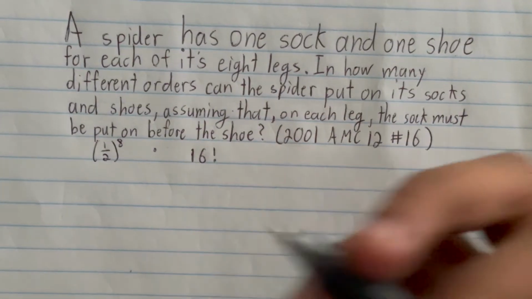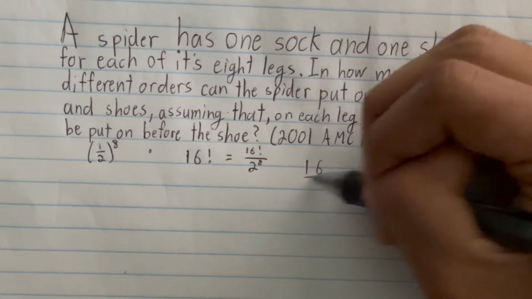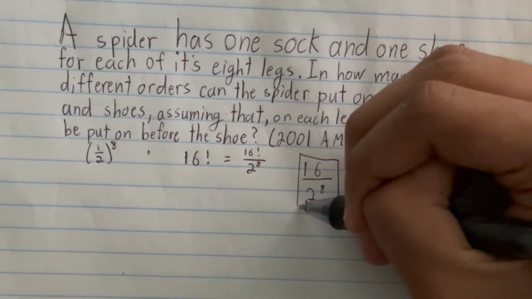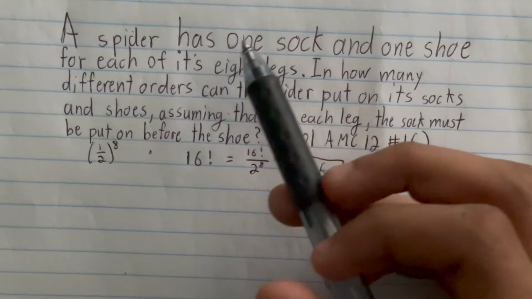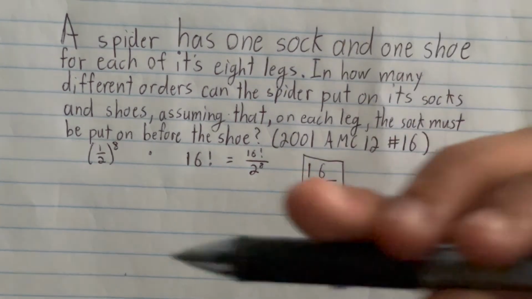There's a large space in between here, but just disregard that. If we multiply these two together, we get 16 factorial divided by 2 to the power of 8 combinations in which the spider can have both a sock and a shoe on each of its 8 legs. And we are done.